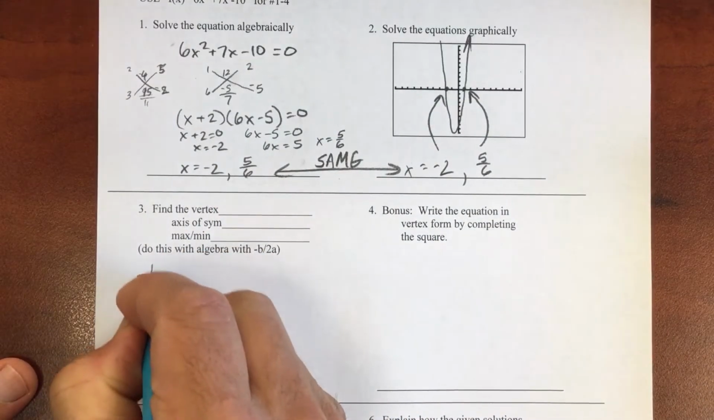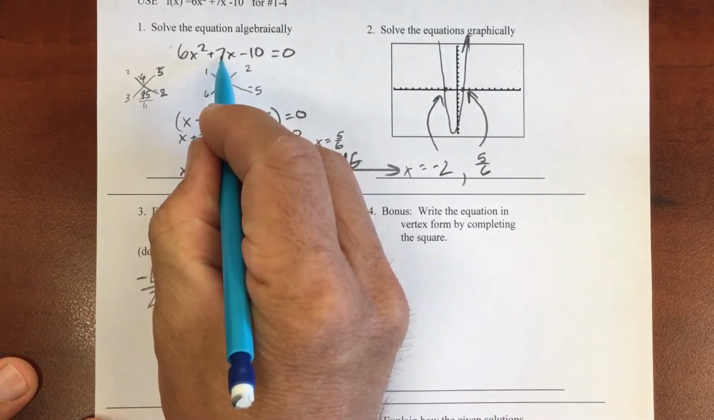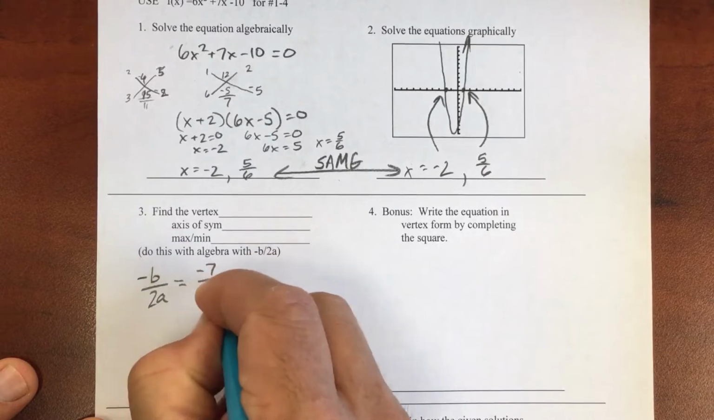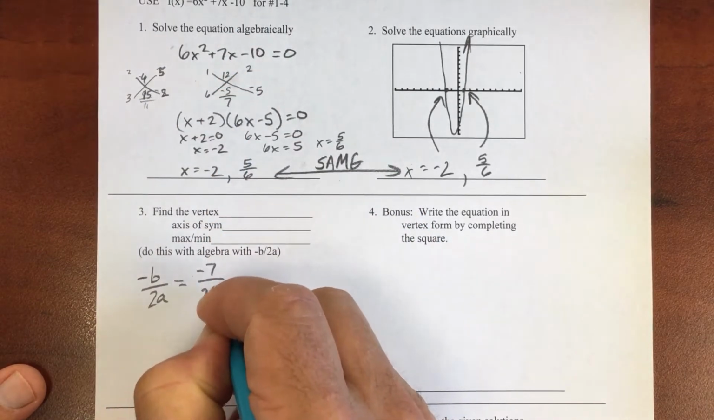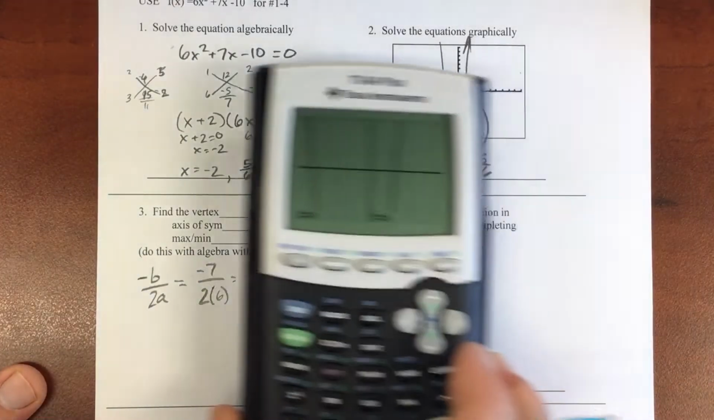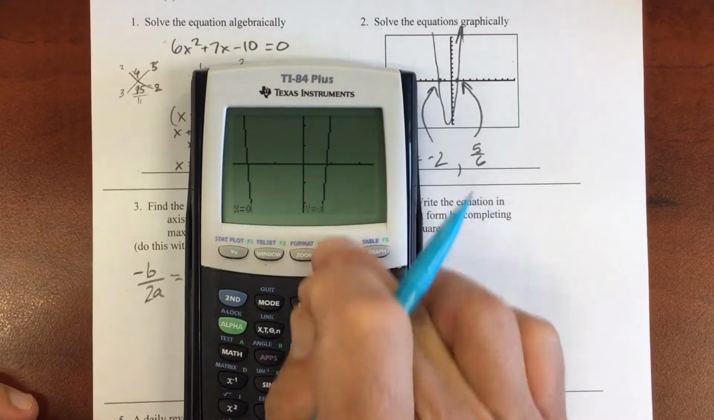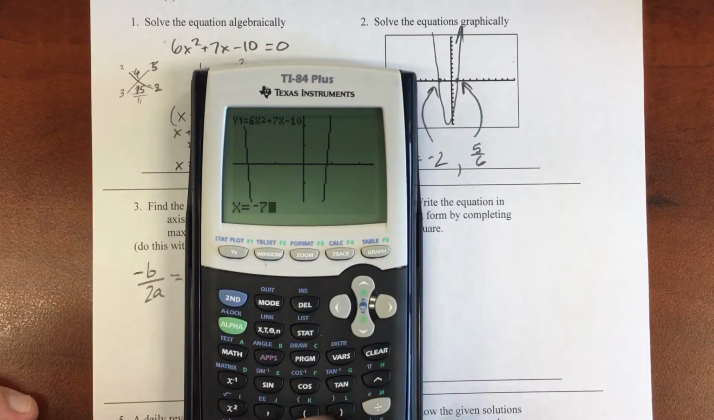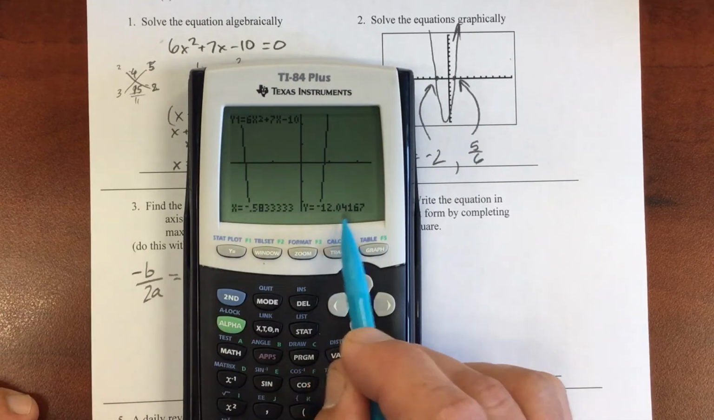Find the vertex is negative b over 2a and plug it in. So I'm gonna do the negative b value, which is negative 7, all over 2 times the a value, and the a value is 6. So I got negative 7 over 12. Nice part about having it on this thing already is I can go ahead and trace negative 7/12, and it will spit out an answer, negative 12.04.